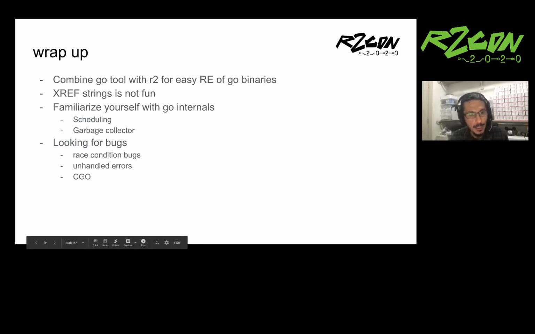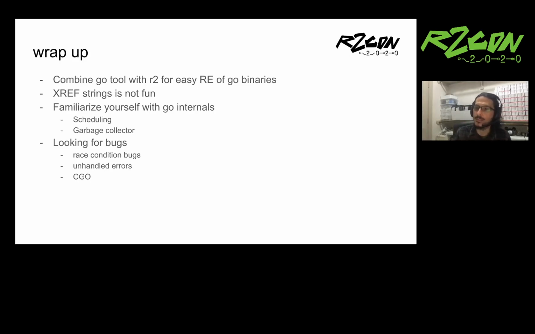So let's wrap up. The idea here is to combine tools. What I want you to take away from this is that when you start working with Go binaries, you should combine your usage of radare2 with the Go tooling, particularly objdump. That's going to make your work a lot easier. Cross-referencing strings is not super fun, again because of the way that Go handles strings. It's not that big of a deal, but there are ways around that. So familiarize yourself with Go internals. That's a big takeaway from this.